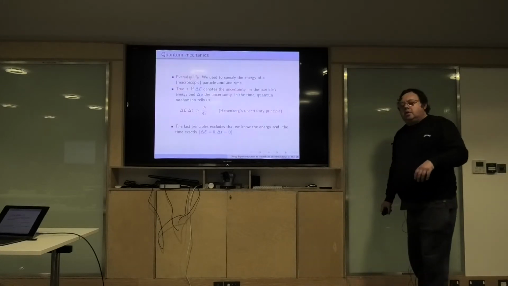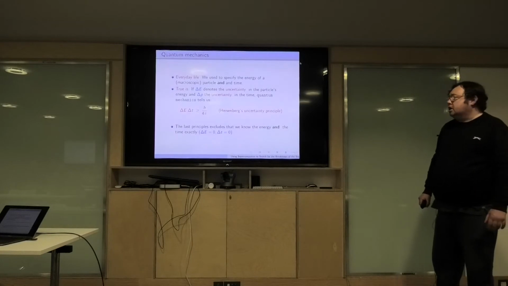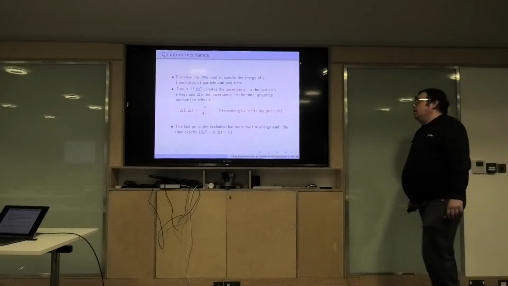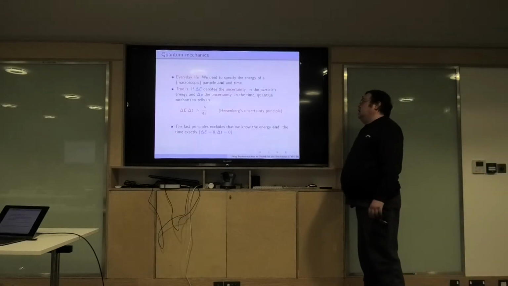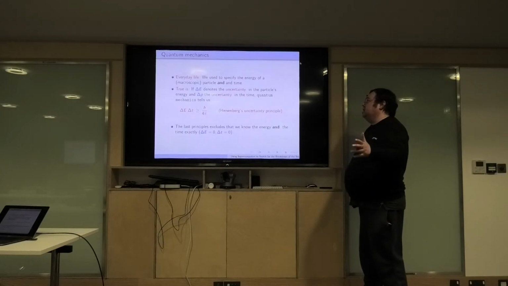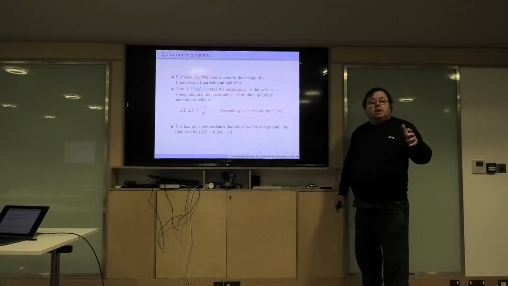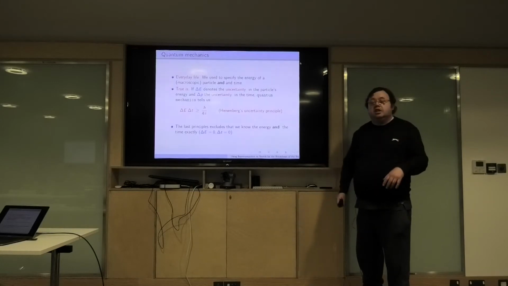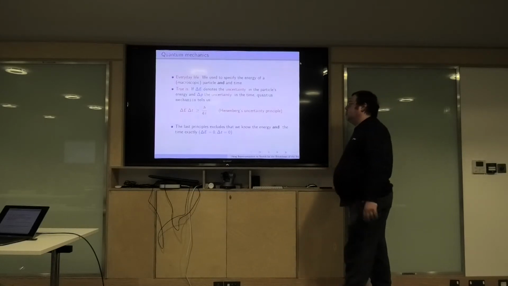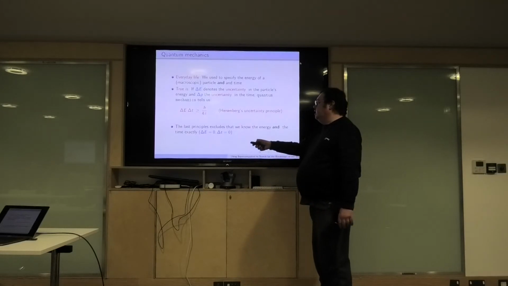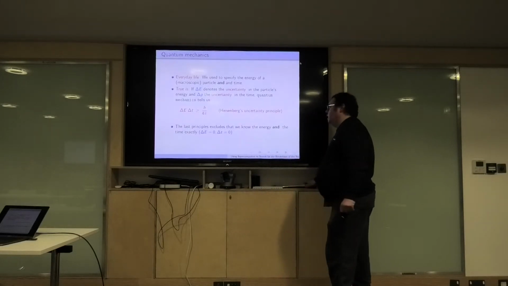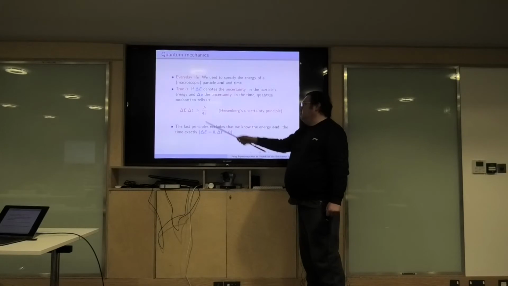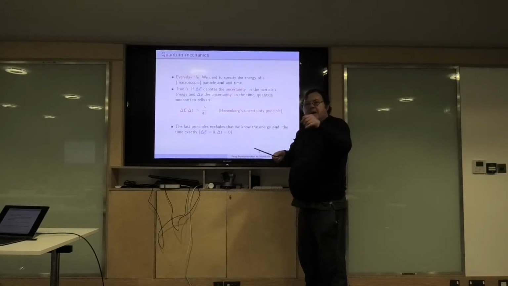Okay, so there's another way of doing this. This is based on quantum mechanics. In everyday life, we can specify the energy of a particle and the time. In quantum mechanics, there's a bit of fuzziness, uncertainty, and one of the uncertainty relationships is that there's an uncertainty on the energy of a particle and the time. So there's a little error on these things.